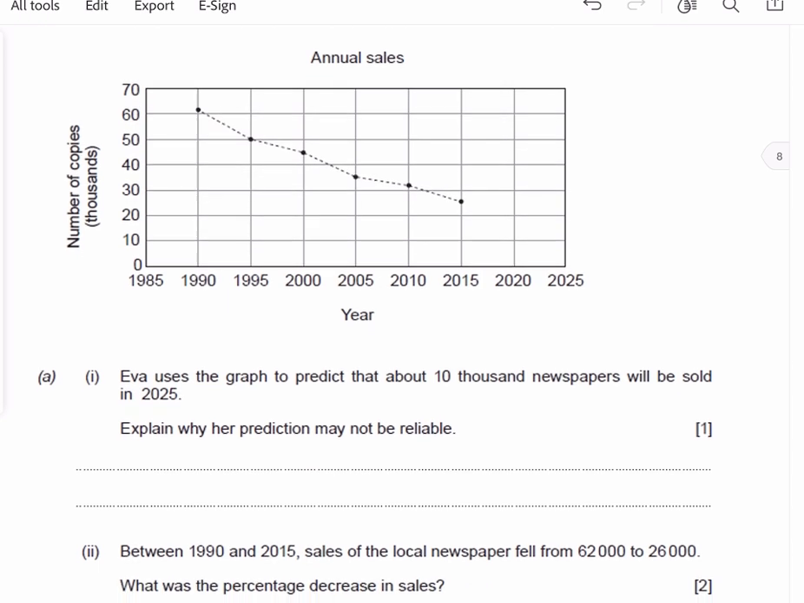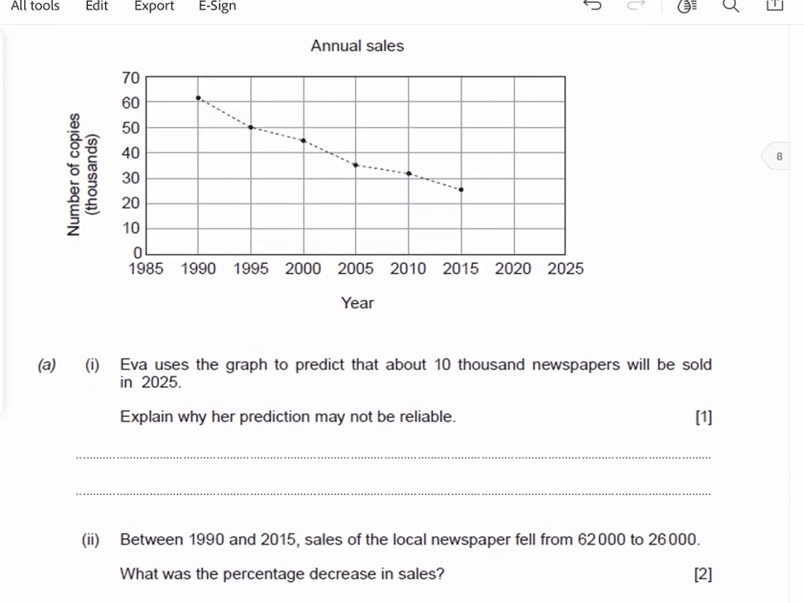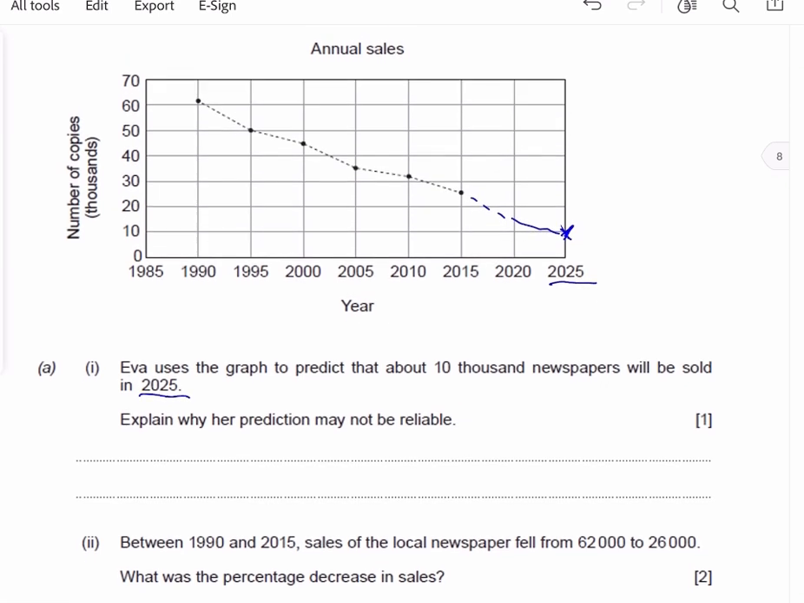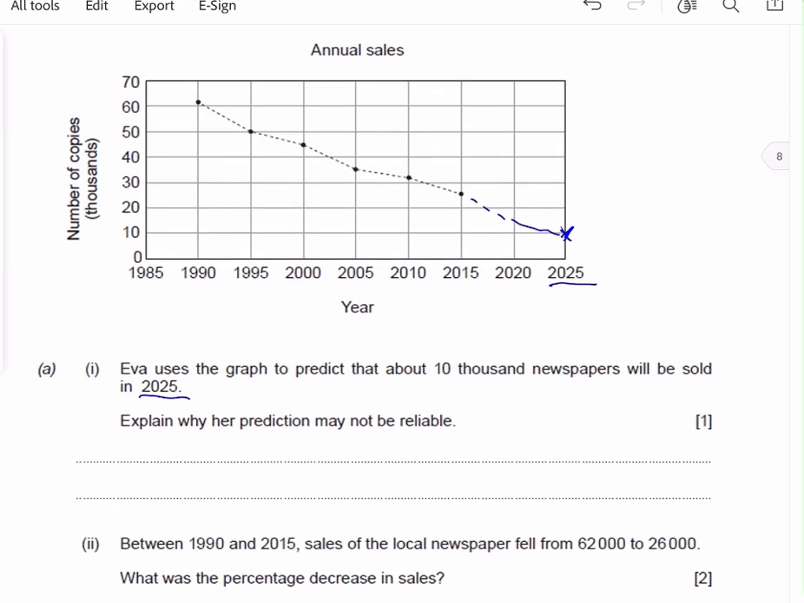Next question, we've got the graph here, which shows annual sales along the left-hand side. We have number of copies in thousands, and horizontally we can see years increasing by 5 up to year 2025. Eva uses the graph to predict that about 10,000 newspapers will be sold in 2025. Explain why this is not reliable.